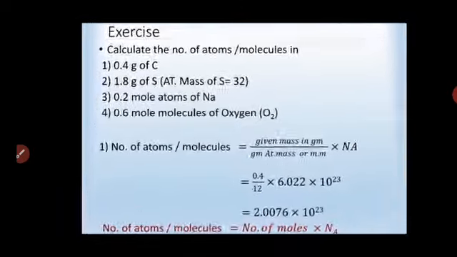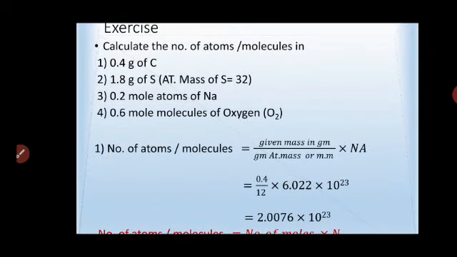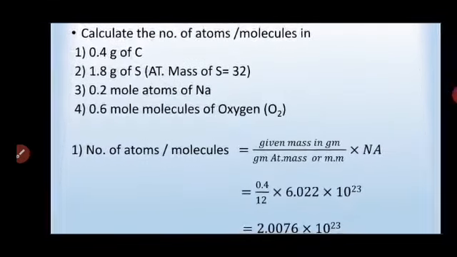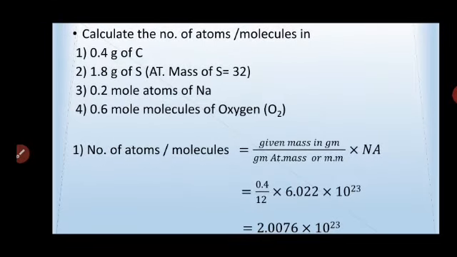Now here is an exercise given. Calculate the number of atoms or molecules in the following. Total 4 questions are there. Out of that, I have solved 1 here. The remaining 3 you can try yourself. So first one, 0.4 gram of carbon is given. Means mass is given of carbon.